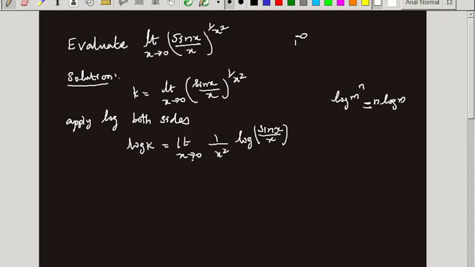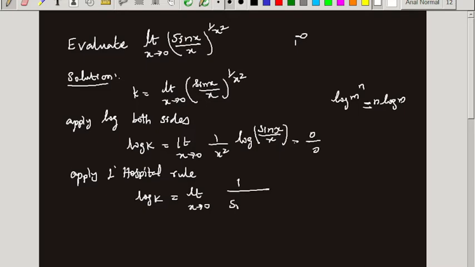So here if I apply limit x tends to 0, we get this is 1. So log 1 is 0, so it is 0 dividing by 0 form. So now we apply L'Hospital rule. So log k equal to limit x tends to 0. Here numerator we have log of sin x by x. If we differentiate we get 1 dividing by sin x dividing by x.